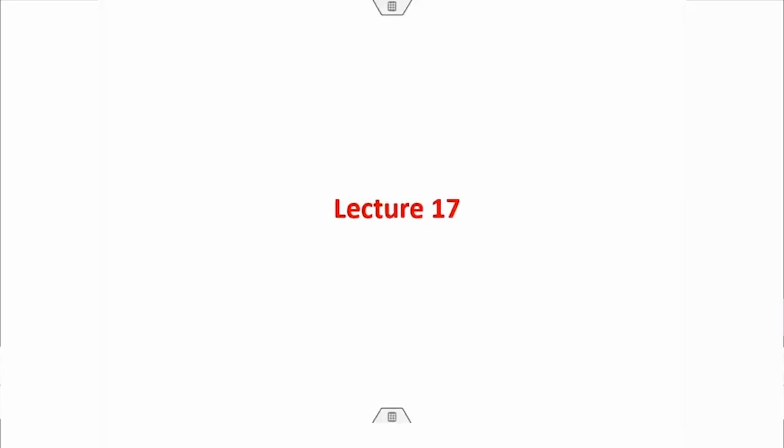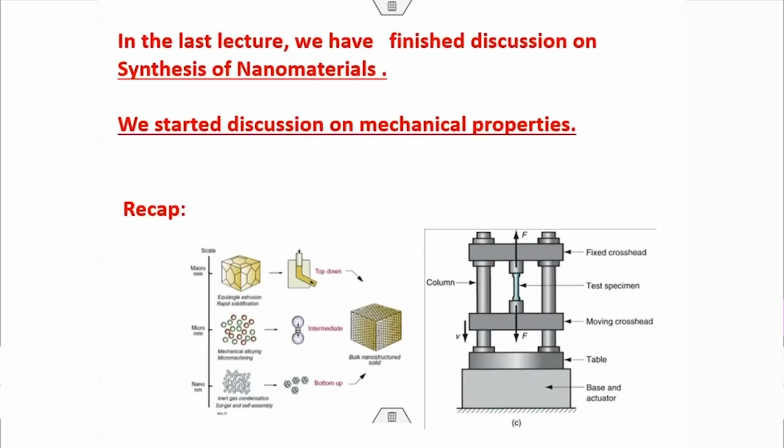So, students, we are going to start a new lecture, lecture number 17, and this is obviously in continuation of the previous lecture, lecture number 16. As you know, in lecture number 16, the last lecture, we finished our discussions on synthesis of nanomaterials. We talked about various synthesis routes very briefly and showed you how different ways you can produce 0-dimensional, 1, 2 and 3-dimensional nanomaterials, correct.